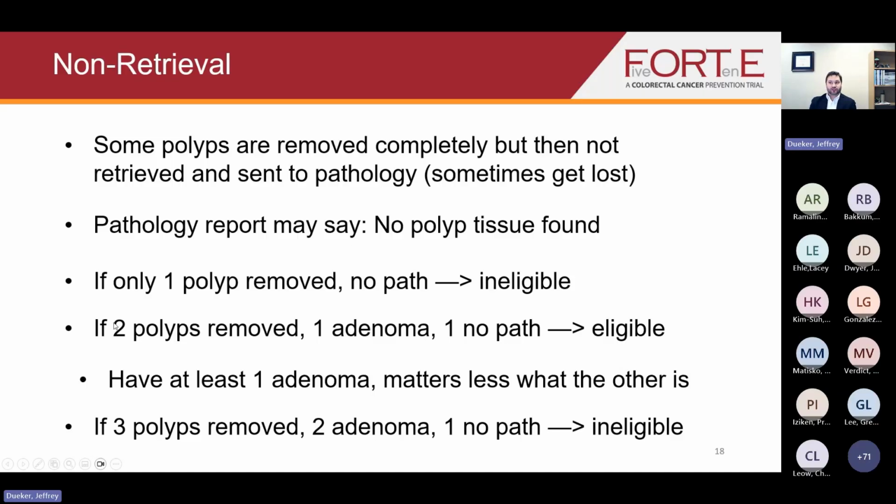That leads to non-retrieval. So this is a slightly different problem. This is where a polyp is documented as removed, but then you don't see it in the pathology reports. And you may say, how does this happen? Well, it does. Sometimes if you're using a biopsy forceps, that little piece of polyp may fall out, and then it gets lost in some of the normal fluid that's in there, and it may be suctioned and not captured.